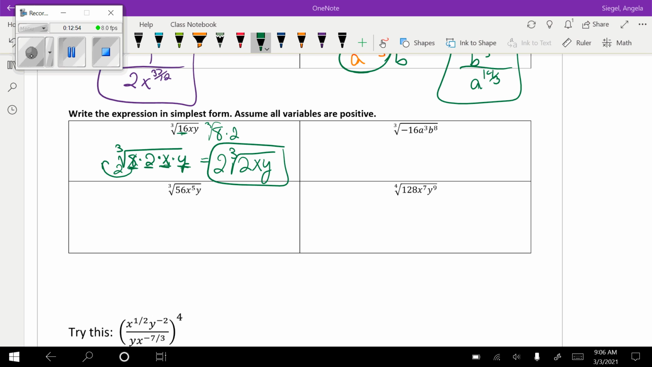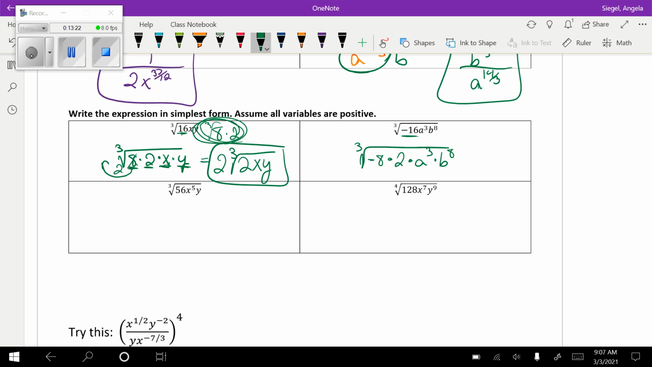Okay, so let's do this one, same thing. So I know I've got this -16. So I'm going to break that up into the perfect cube, just like I did over here. So we knew over here that 8 times 2 is 16. So I'm going to say -8 this time times 2. And then I have an a to the 3rd, and I have a b to the 8th.